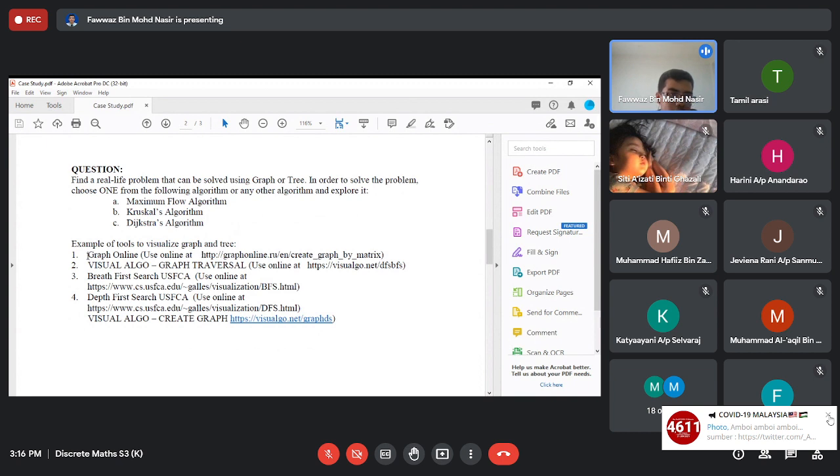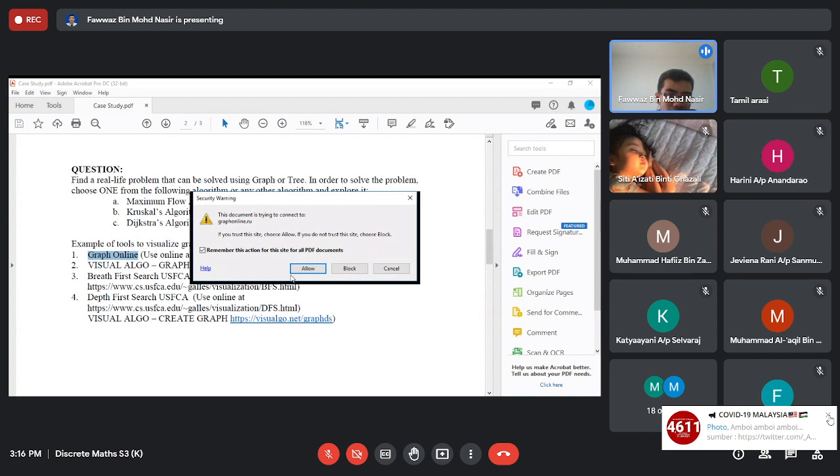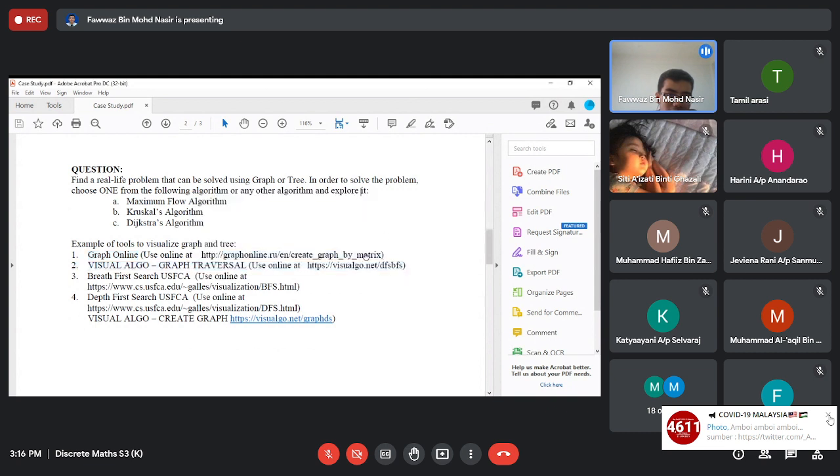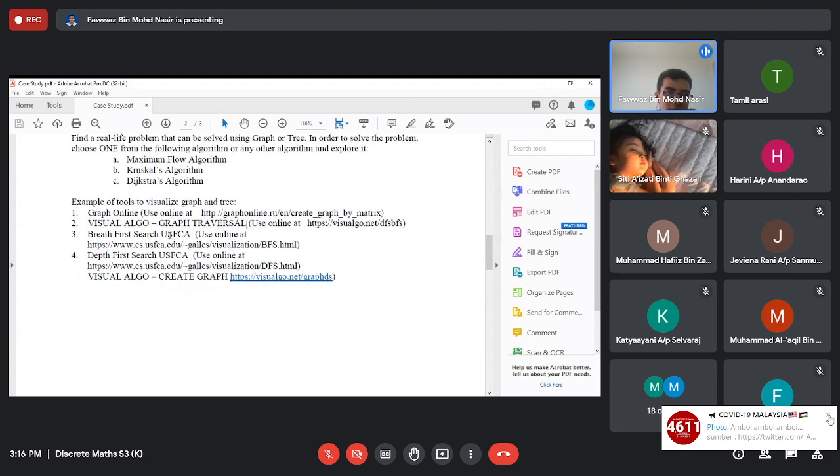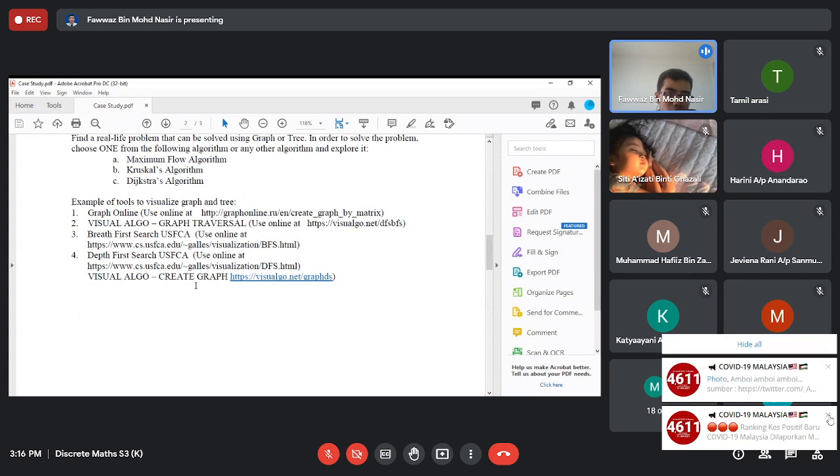You can use Graph Online from this URL, graphonline.ru, or you can use VisuAlgo Graph Traversal from visualgo.net, or Breadth-First Search USFCA from this website, or this one, VisuAlgo Create Graph. So you can use any of these tools, or any other tools that you find useful to solve your problem.